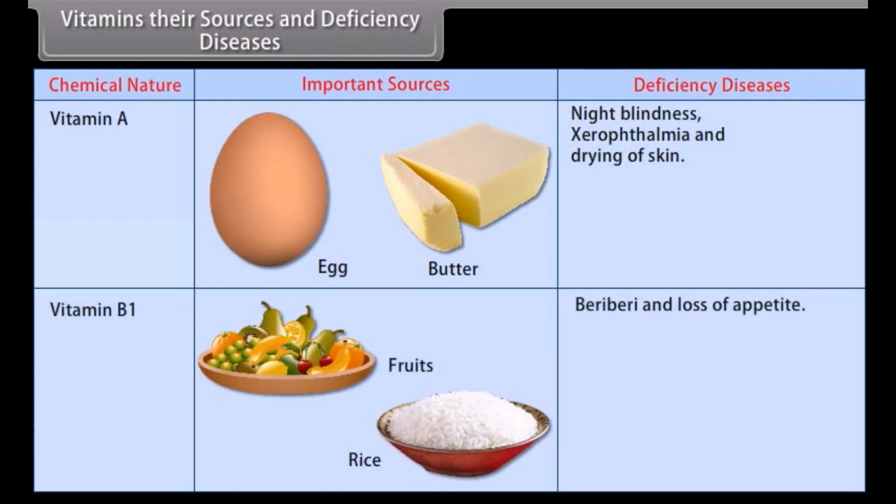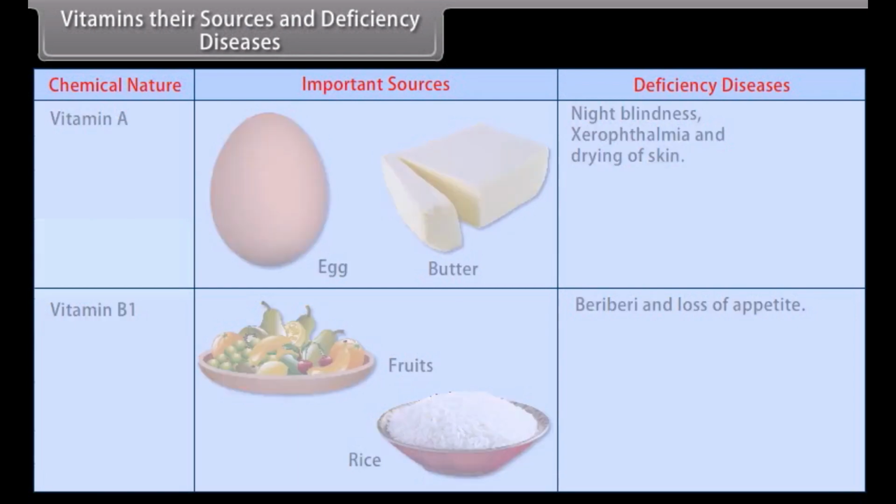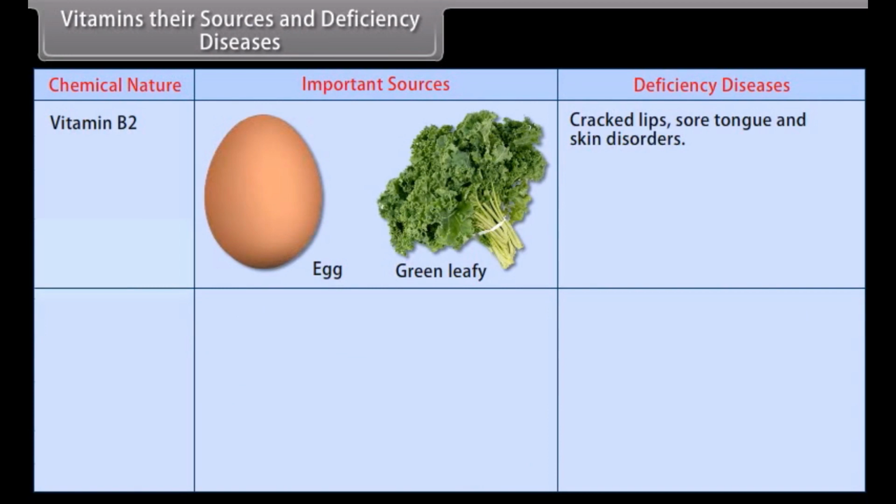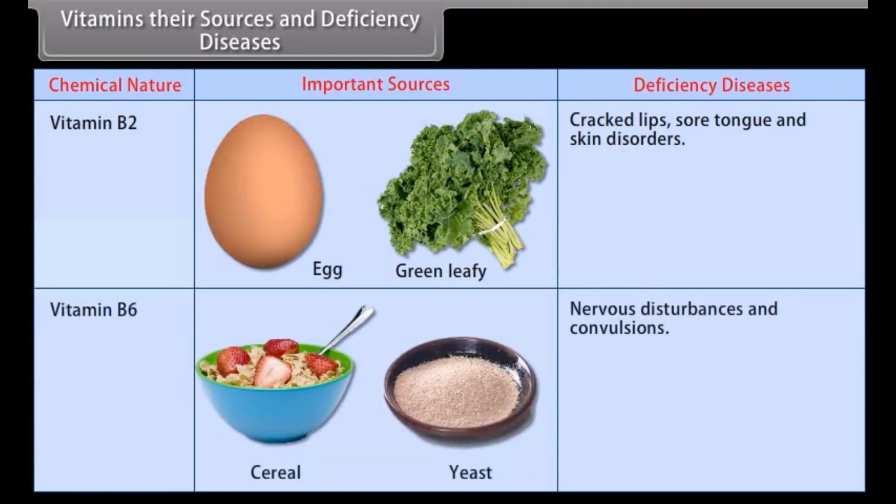Vitamin B1 is soluble in water and destroyed by heat. Vitamin B2 is soluble in water. It is stable to heat and destroyed by light. Deficiency of vitamin B6 causes nervous disturbances and convulsions.